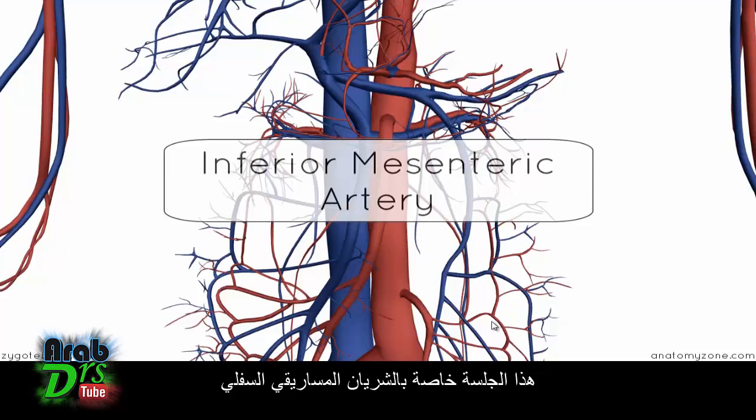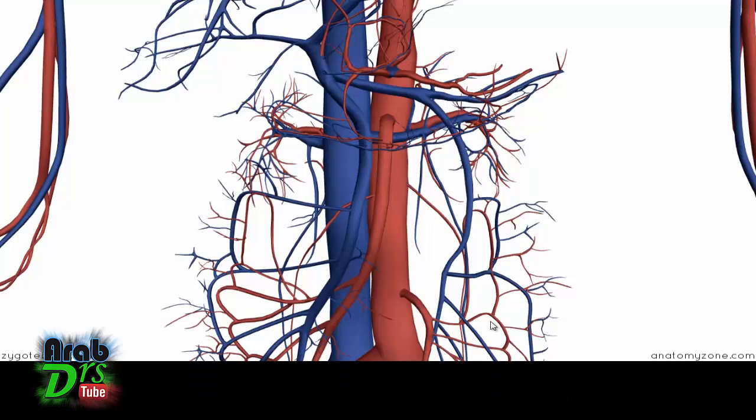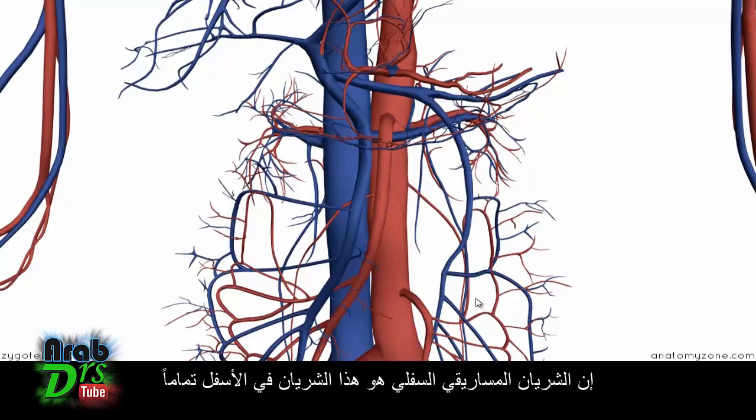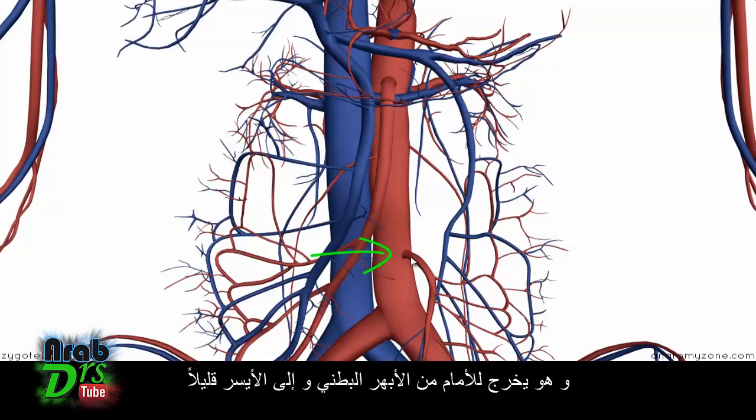So this tutorial is on the inferior mesenteric artery, and this kind of follows on from the previous tutorial I did on the superior mesenteric artery. So the inferior mesenteric artery is this artery right at the bottom here, and this comes off anteriorly on the abdominal aorta and slightly to the left.